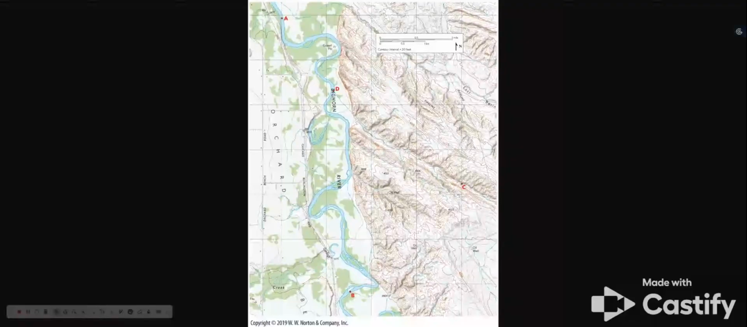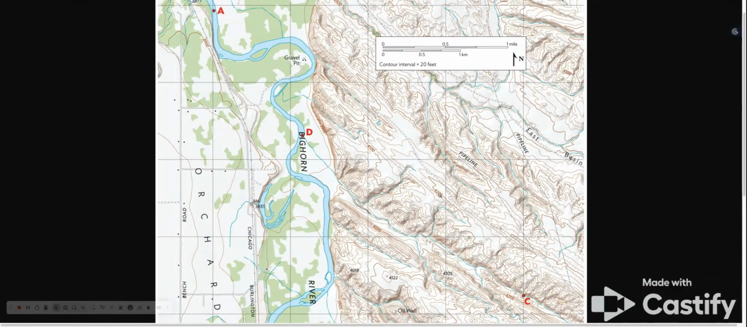This is a tutorial for determining elevations on a topographic map. First off, recognize the contour interval either by reading it off the key or using the index contours and then counting the contour lines in between to get your contour interval.